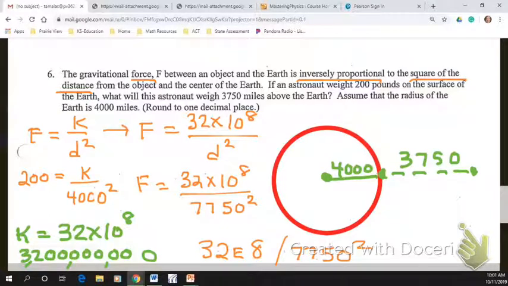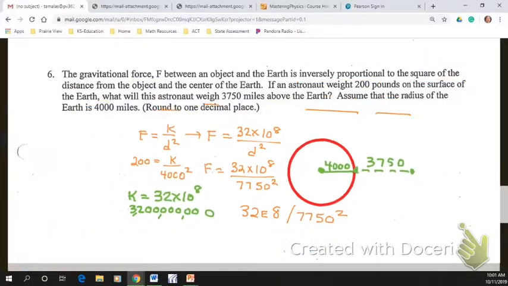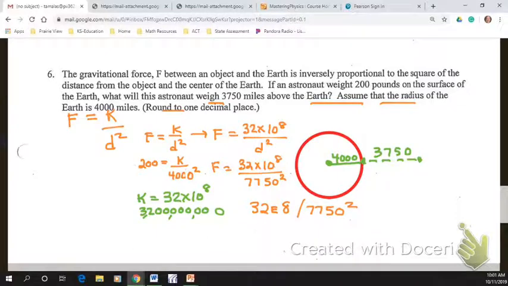Okay, so if you type that in, what are we going to get, guys? Yeah, it's going to be a big answer. Okay, and it says round to 1 decimal place. So if I round to 1 decimal place, what will I get? 53.3? Yep. Okay, so he weighs 53.3 pounds when he's that far away from the center of the earth. He was 200 pounds on the surface of the earth. So as he gets farther and farther away. Everybody okay with that?